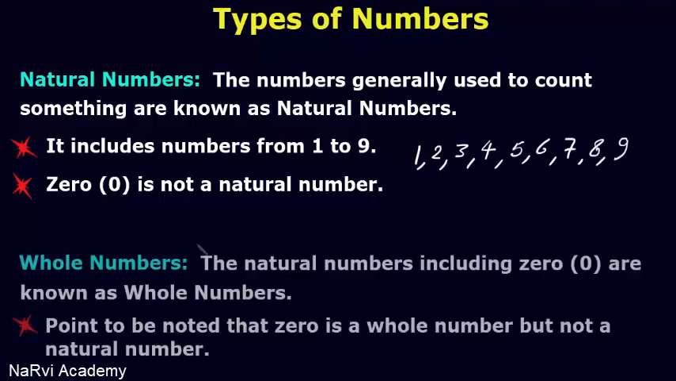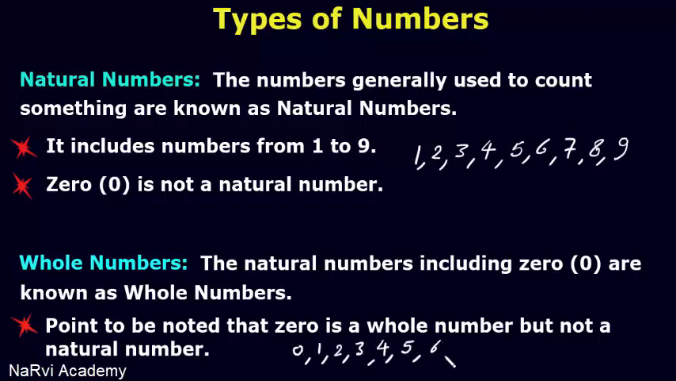Let's move on. Whole numbers. The natural numbers, including 0, are known as whole numbers. One important point to be noted is that 0 is a whole number but not a natural number. So whole numbers are 0, 1, 2, 3, 4, 5, 6, 7, 8, and 9.